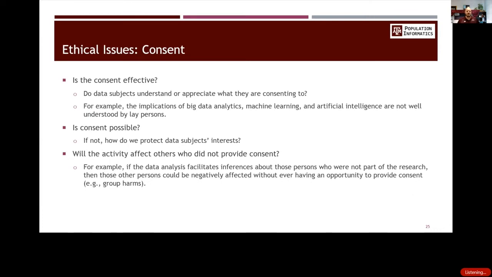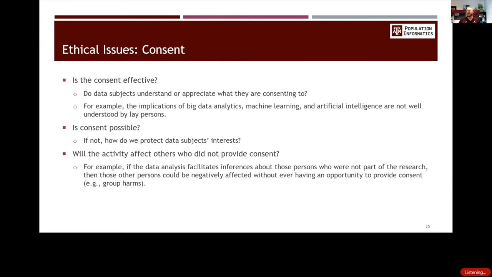Another very important issue is the issue of consent, right? More and more privacy scholars are questioning whether or not consent is an effective protection for data subjects, right? In particular, in big data analytics or machine learning or artificial intelligence applications, do data subjects really fully appreciate what they're consenting to? Can lay people fully understand the implications of providing their data for these practices?